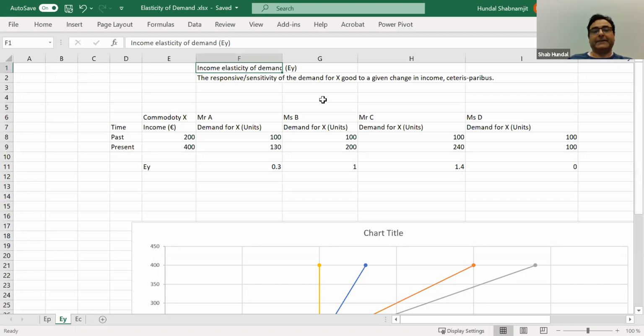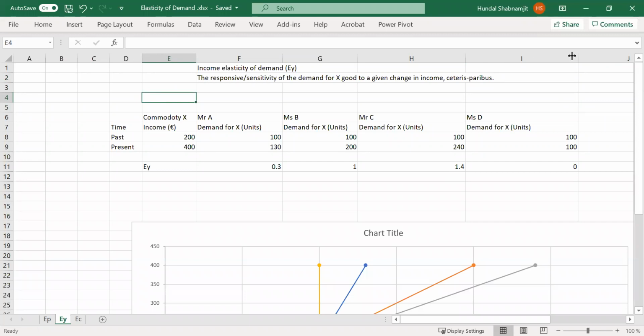So EY, basically. Elasticity, Y, income. The responsiveness, the definition is the same. The demand for X good, but here we change to income, not to the price. And what is the relationship between, okay, I want very quick reaction from you. What does the law of demand tell? Law of demand tells the relationship between what and what? Price and demand. Price and? Demand. Demand, yeah, very good.